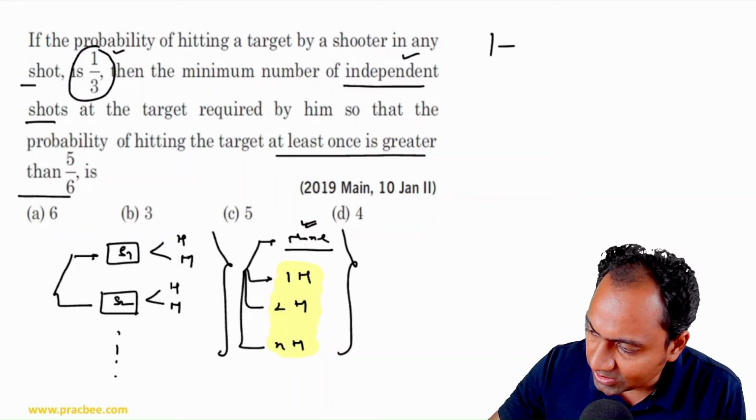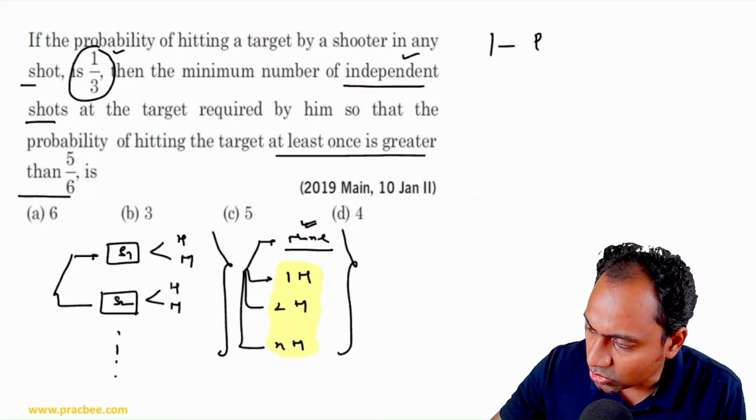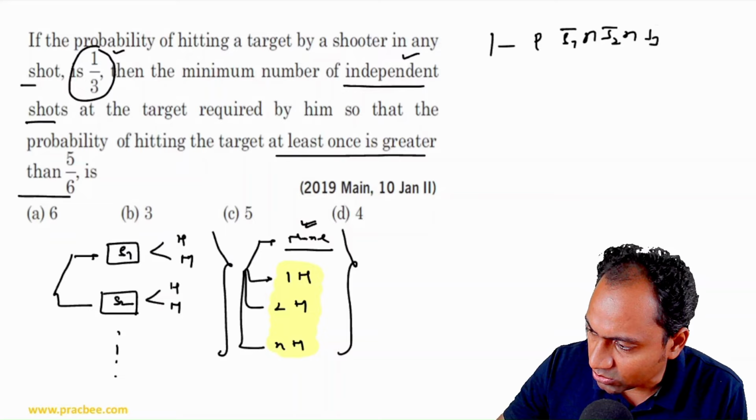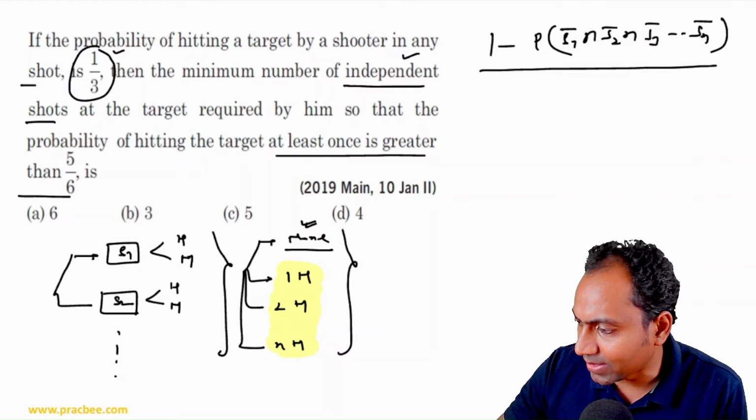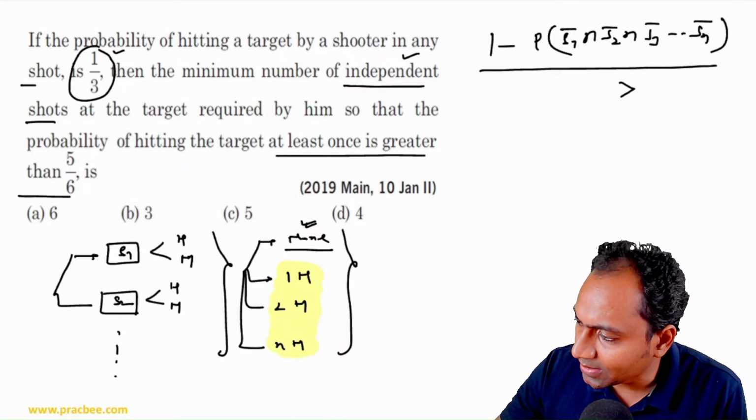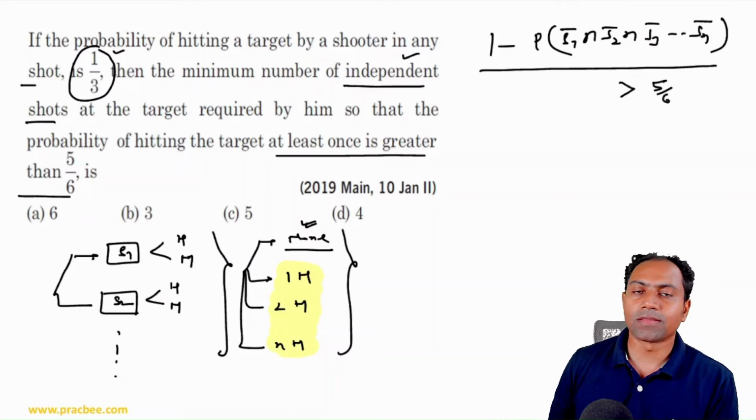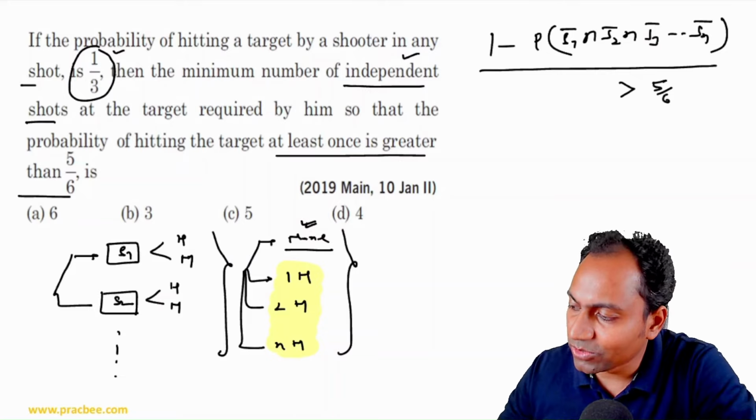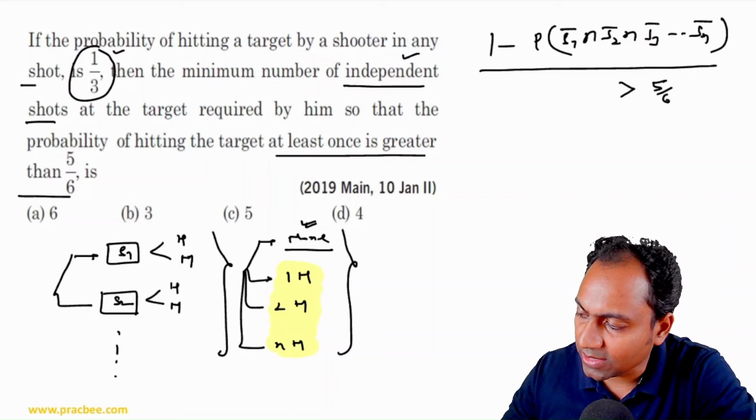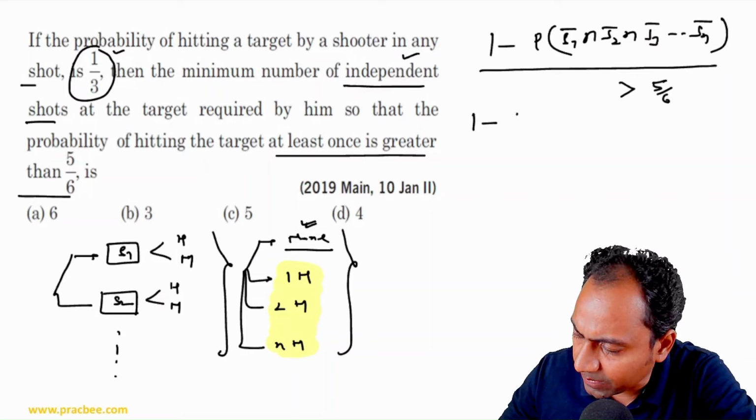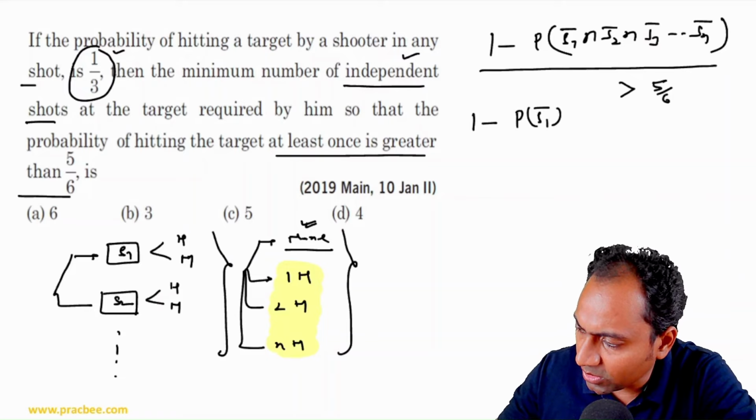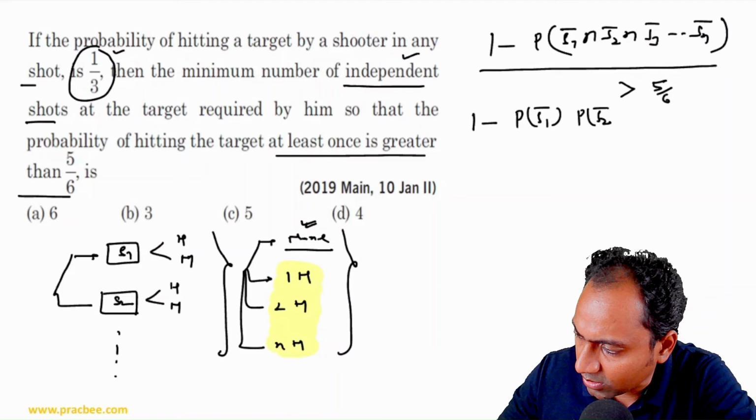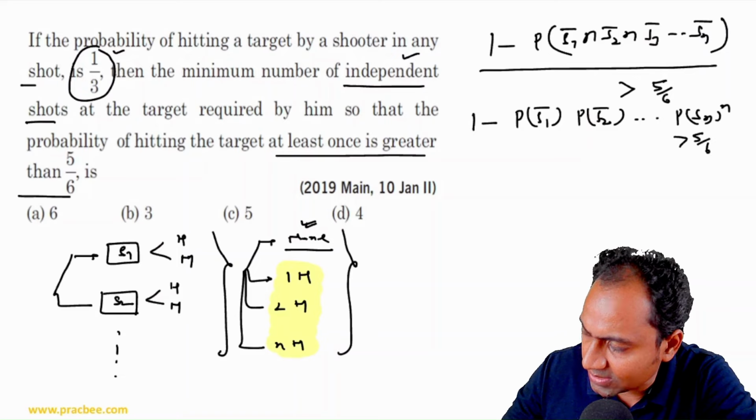And if I subtract the probability that none of them is getting hit, so shot 1 is also missed, shot 2 is also missed, shot 3 is also missed. Like this, n shots are all missed. So this is what they are asking us to find, and they are saying that this needs to be greater than 5/6. This is what the statement is. Now if I want to simplify this, since S1, S2, S3, Sn are all independent events, their complements will also be independent. So I can write this as P of S1 not happening into P of S2 not happening till P of Sn not happening is greater than 5/6.